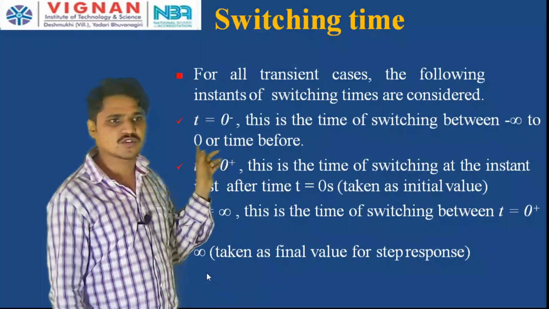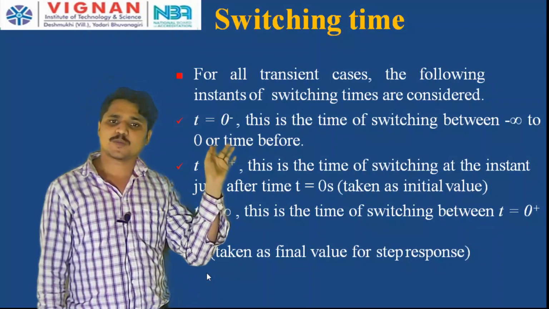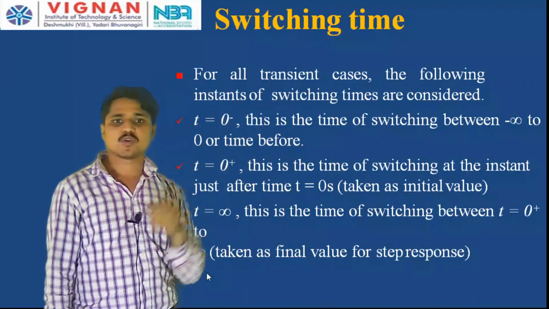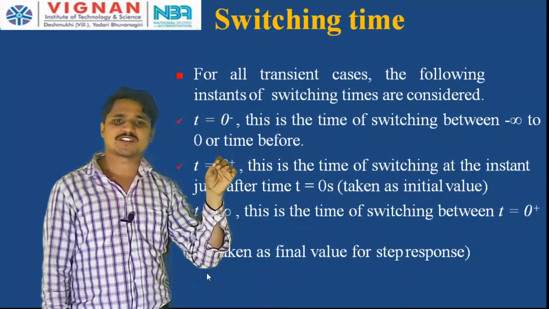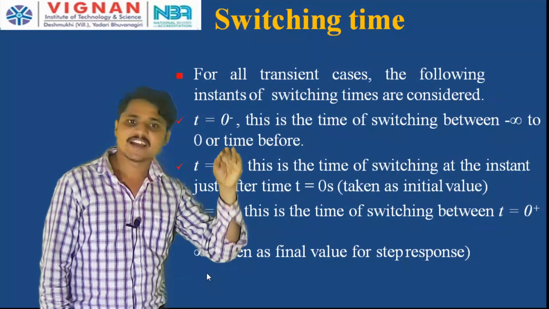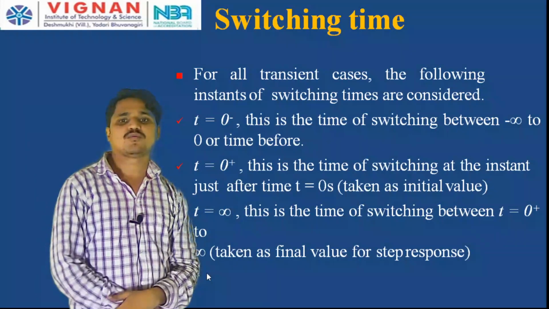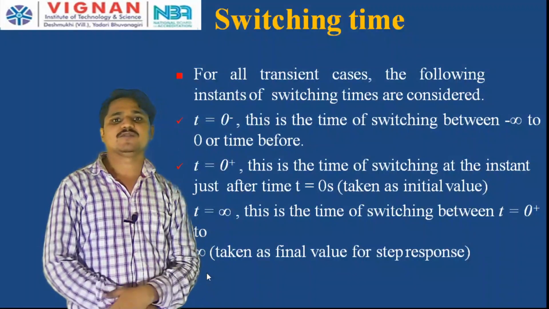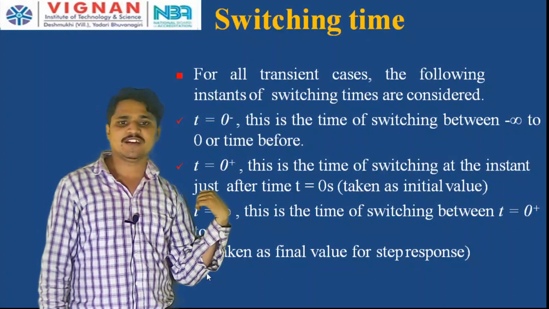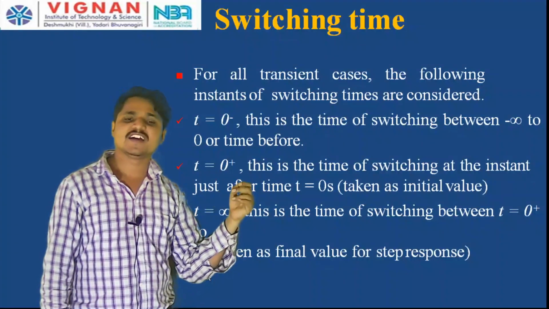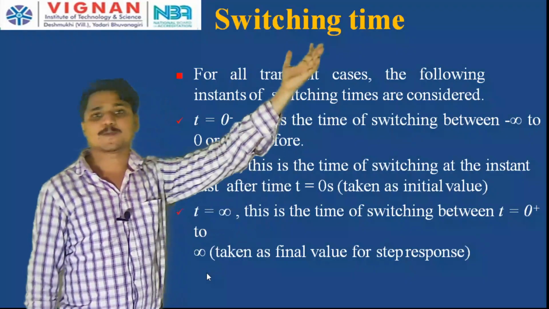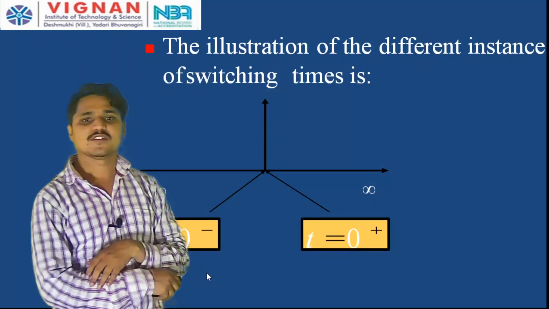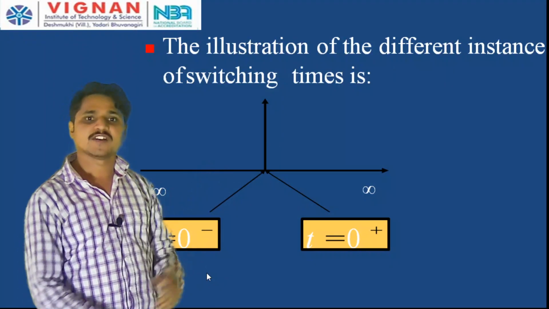Just now I discussed, but again I am explaining here. t equal to 0 minus is the time of switching between minus infinity to 0. t equal to 0 plus is the instant just after t equal to 0, which is taken as the initial value. And t equal to infinity is the time of switching between t equal to 0 plus to infinity, which is the final value. So, this is the illustration of the different instants of switching time.